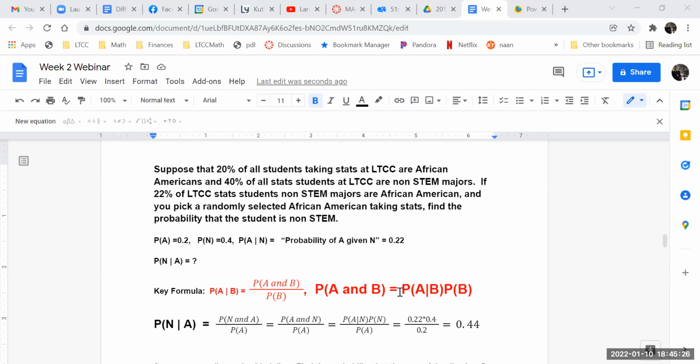The first step is write down everything you know in notation form, then write down what you want to know, and then use formulas to put them together. So here's a big formula, and that is the probability of A given B is equal to the probability of A and B divided by the probability of B.